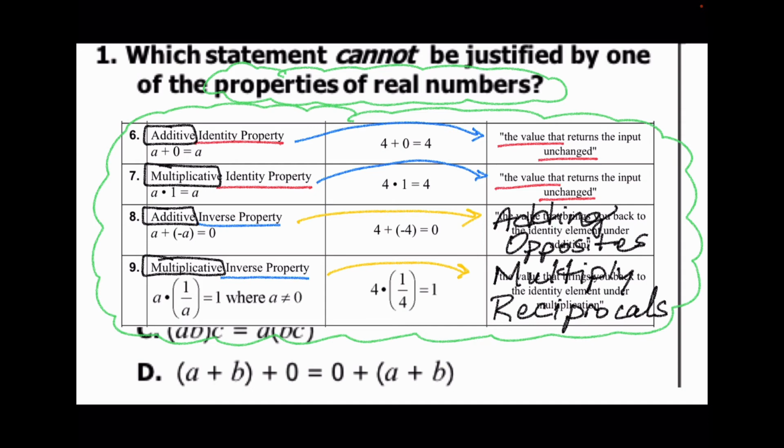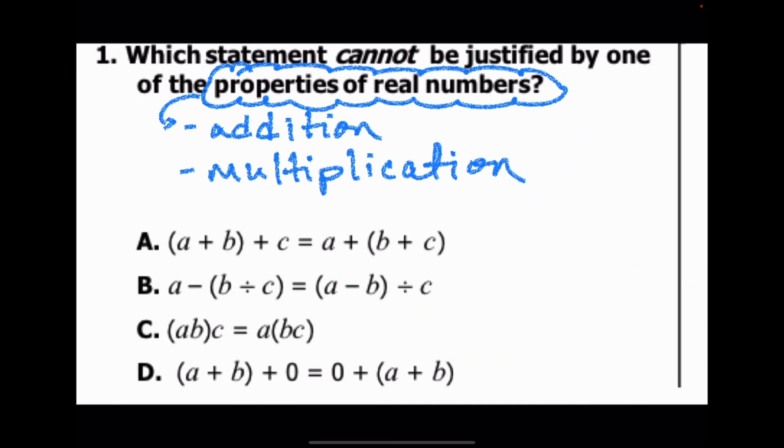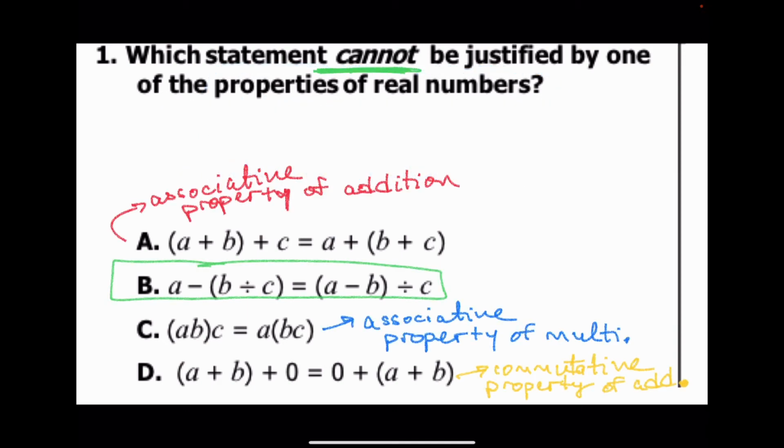All right, now that we've gone over those things, what did all these properties have in common? Well, they share addition and multiplication. All of those properties of real numbers apply to addition and multiplication. And with that knowledge alone, if you already know your properties and you're trying to figure out which one cannot be justified, you would simply choose answer choice B.